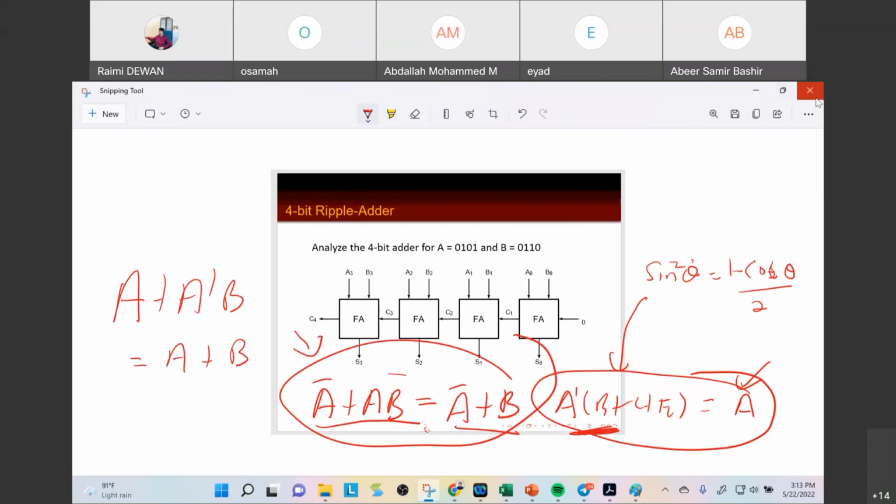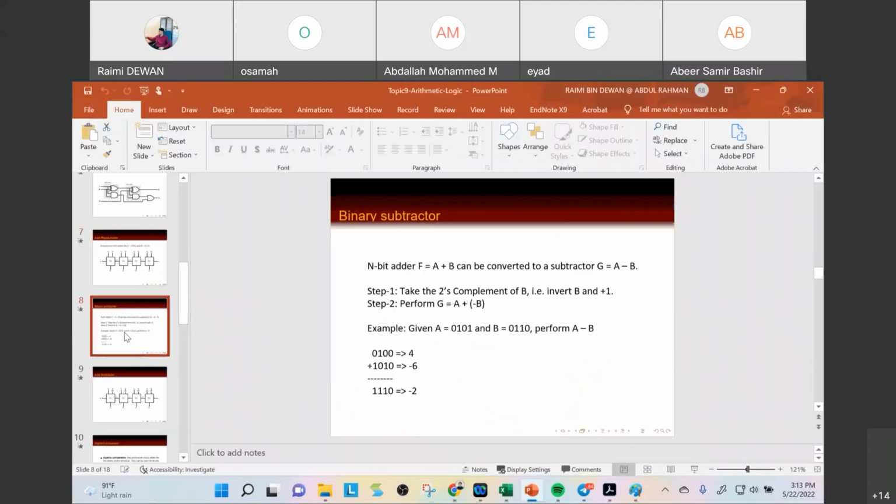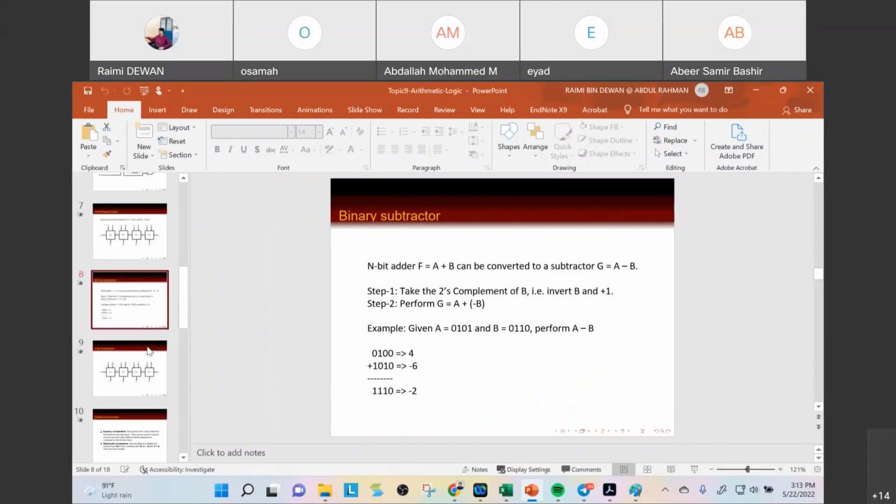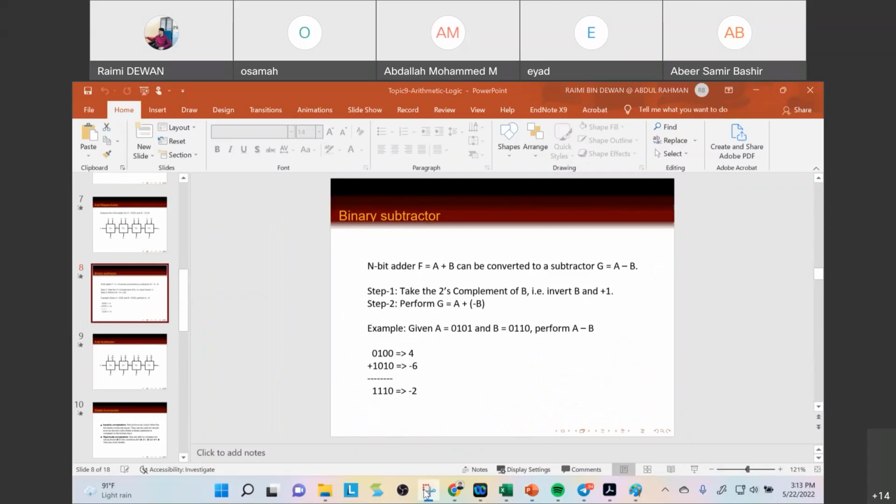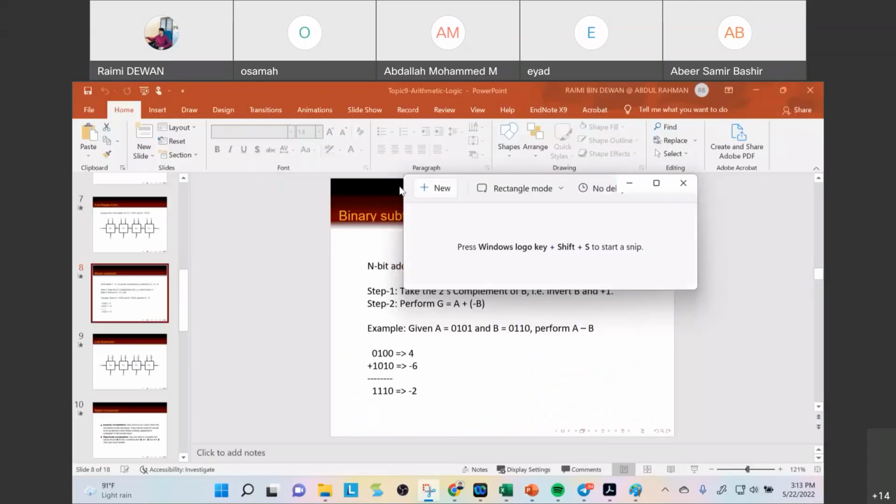So practice, practice. Okay, so that was a bit of an advertisement. So now we have the binary subtractor.